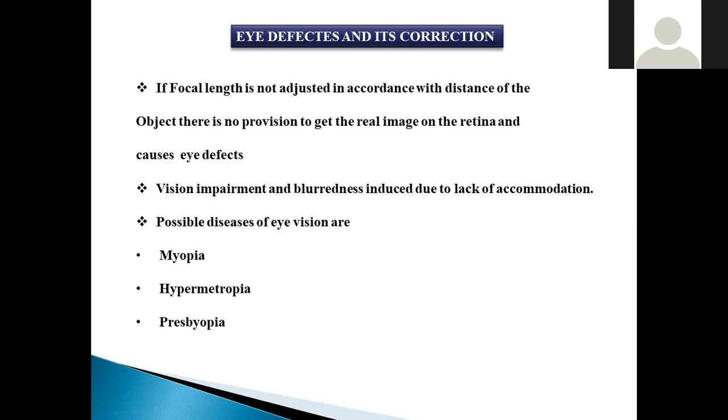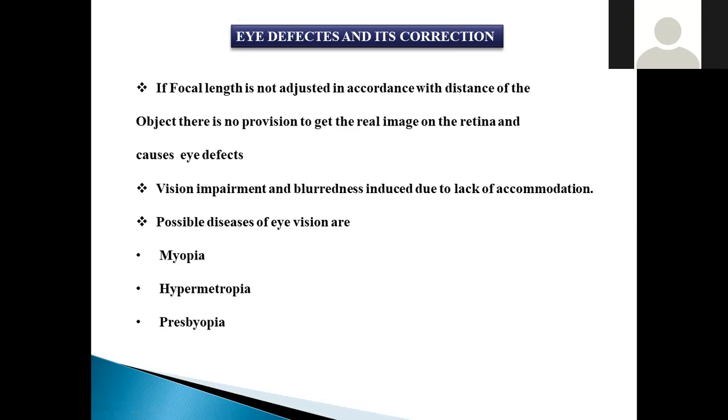If we are not able to adjust our vision focal length, so focal length is not by default adjusted, in that case eye defects are possible, and the exact image of the object will not fall on the retina, so information is not captured by the retina, so that it is not sent to the brain through the optic nerve. So the main reason is that focal length adjustment is not possible in general. So vision impairment and blurredness are induced due to lack of accommodation.